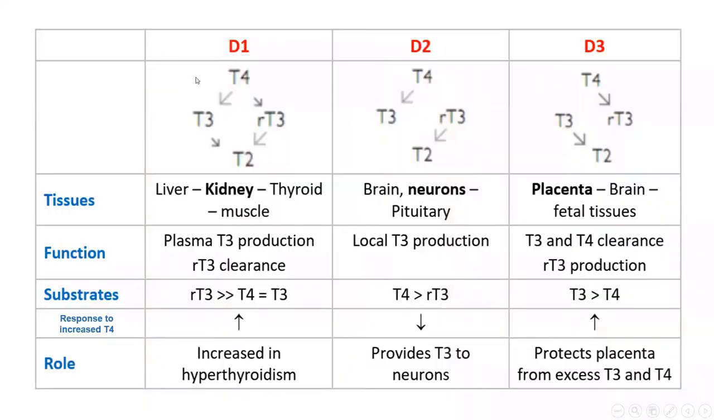And D1, D2, D3, the deiodinase enzymes, are very important tissue enzymes. D1 and D2 lead to increased T3. D1 is present in the liver, kidney, thyroid and muscle, D2 mainly in the neurons, and D3 in the placenta, leading to increased reverse T3, and this is very important.